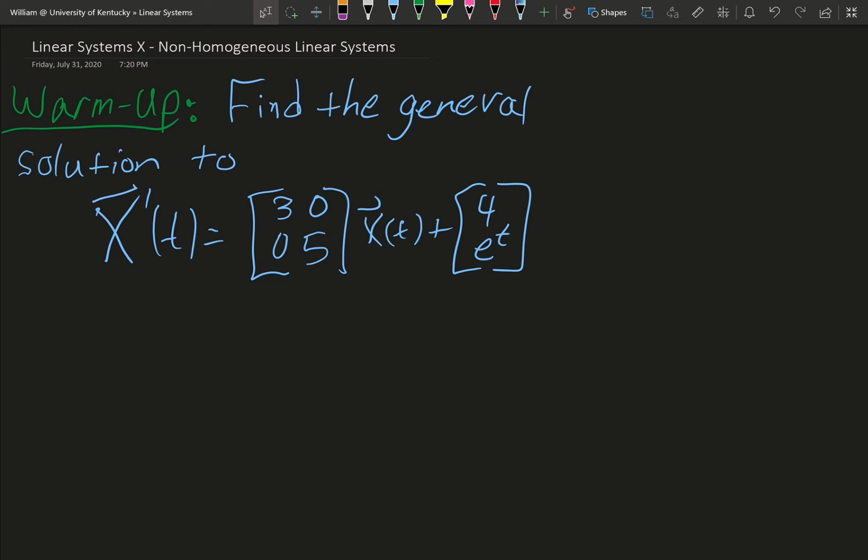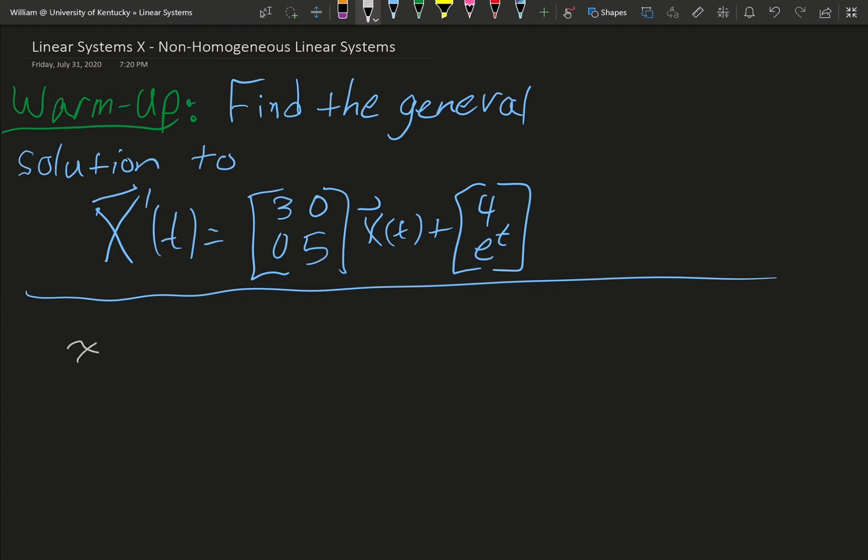So welcome to the last video for this section where we're going to talk about non-homogeneous equations. So what I want you guys to do first is start by working on this warm-up, which should be pretty straightforward if you just convert it back to sort of the standard form with two variables. So give that a shot. All right, and let's go over the answer.